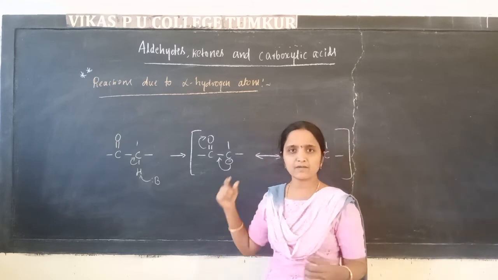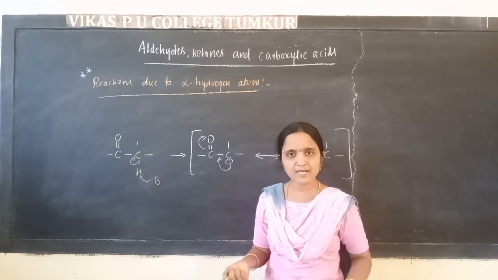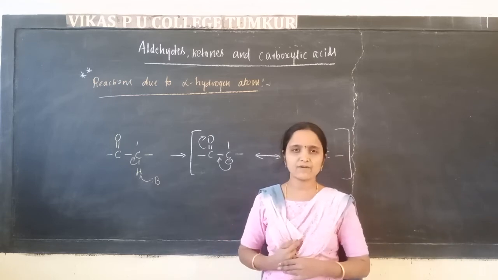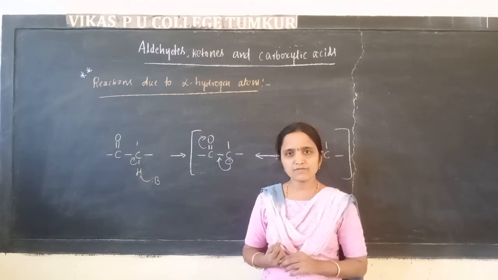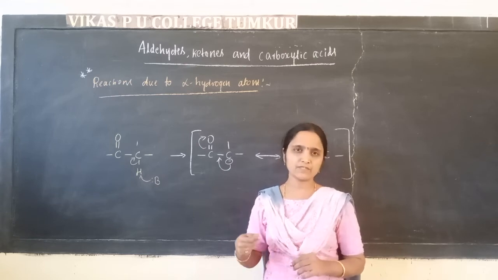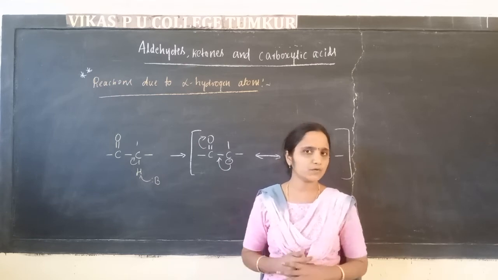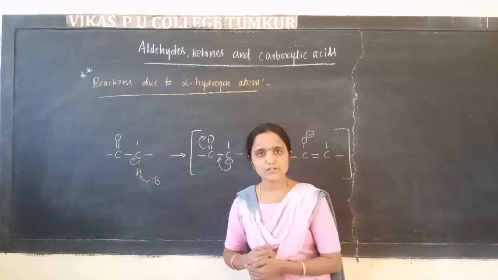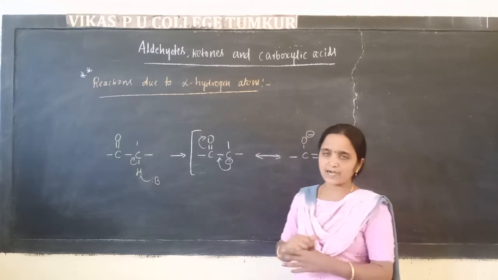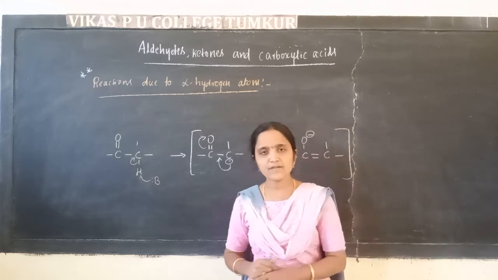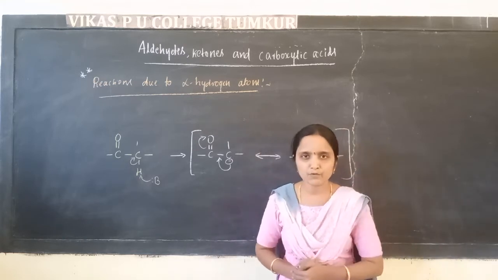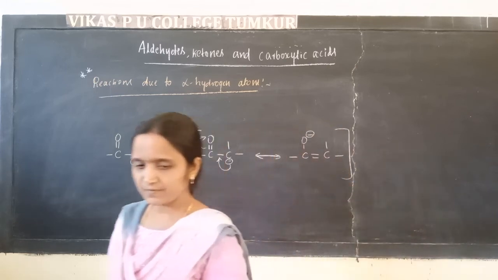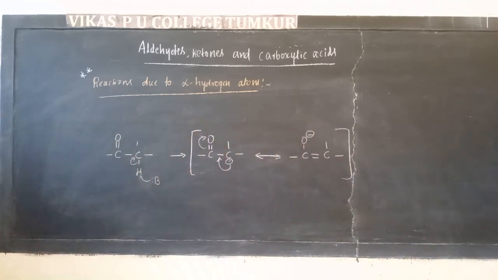Next we are going to discuss the reactions due to the alpha hydrogen atom, because of the acidic nature of the alpha hydrogen, which is due to the electron withdrawing effect of the carbonyl group. Now we are going to discuss the reactions due to alpha hydrogen. The first one we are going to discuss is aldol condensation.